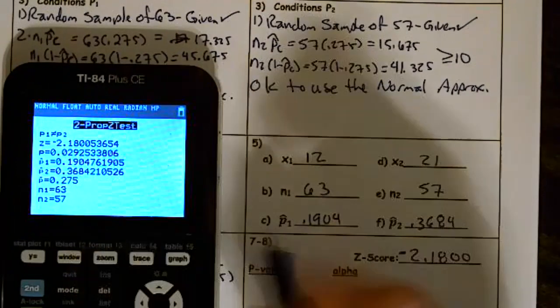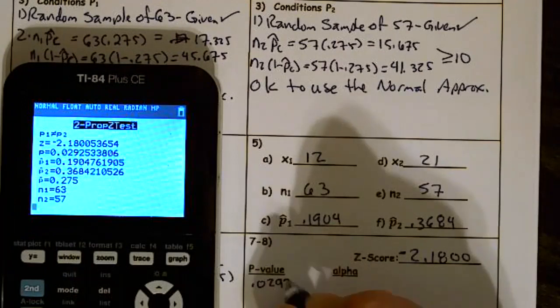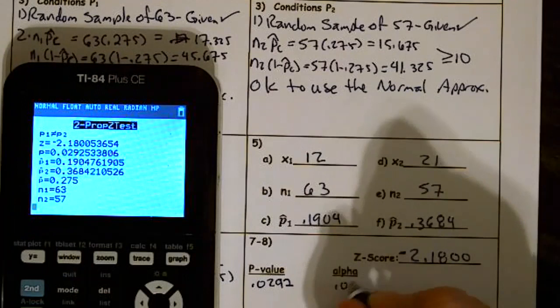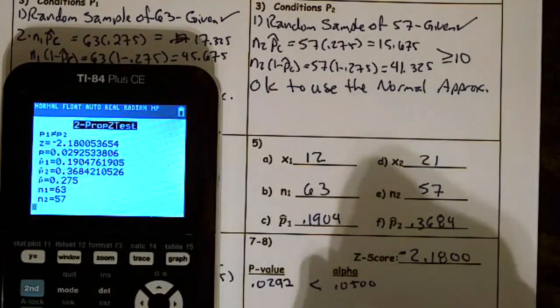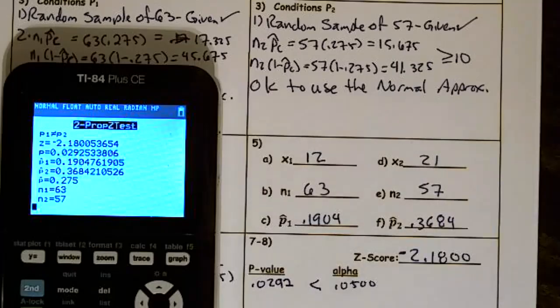Our p-value is 0.0292. And our alpha is 0.0500. This is less than. Our decision is to reject the H0. All right, reject H0 or reject the null.